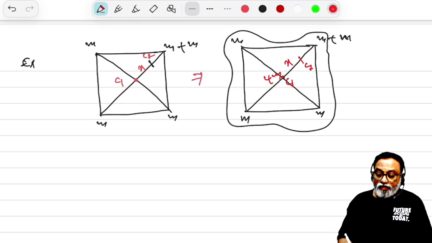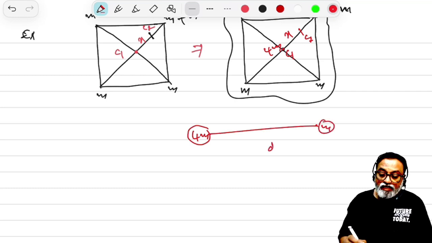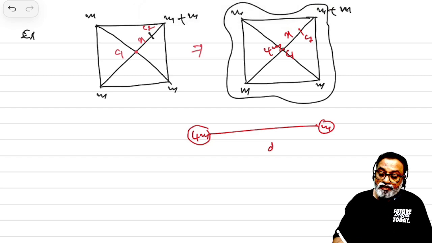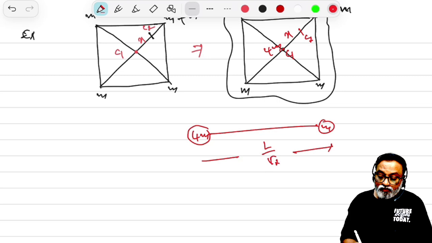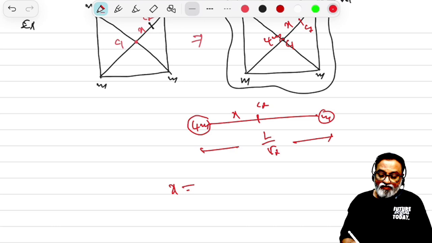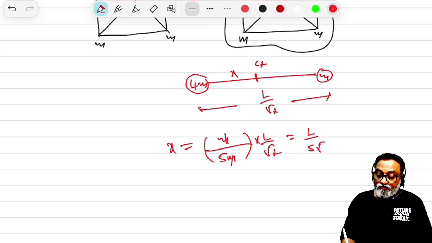Now in the system, there are only two masses. One is 4M and the other is M. It is like a two particle system. 4M and M. The total distance is L by root 2 from the center to this vertex. This is L by root 2. Now the center of mass is shifted to C2. This is X. That shift in center of mass is, from the first body, second body mass M by total mass, 4M plus M, 5M, and total distance is L by root 2. Therefore, M cancels. That is L by 5 root 2. This is the shift in center of mass.